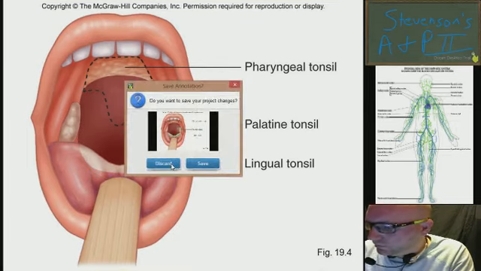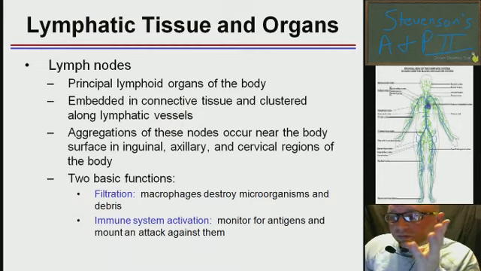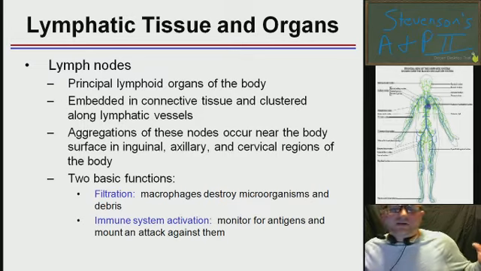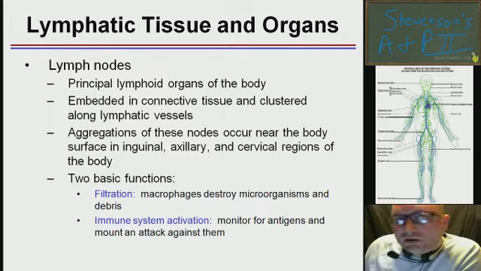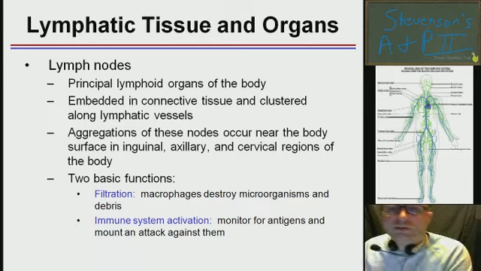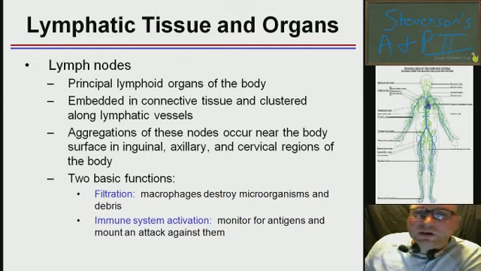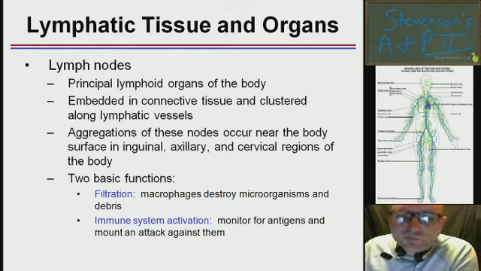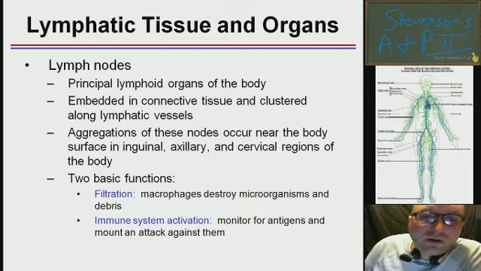Okay. Lymph nodes. Lymph nodes are the principal lymphoid organs of the body. They're found in lots of different places. They are very, very spaced out throughout the body. They're embedded in different types of connective tissue and are clustered along lymphatic vessels. So they form a way in which cells or material in lymphatic vessels can group in certain areas, or come together and form an area to help fight an infection. That's why the lymph nodes swell during an infection.